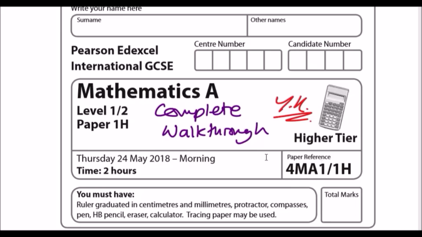Okay, so if you're not sure which is the new or old spec, firstly the new spec for higher starts from 1 now. So it's not 3H, 4H, it's 1H and 2H. Plus the coding is different. It's now 4MA1 instead of 4MA0, which is the old spec. Anyway, without further ado, let's go, yeah?